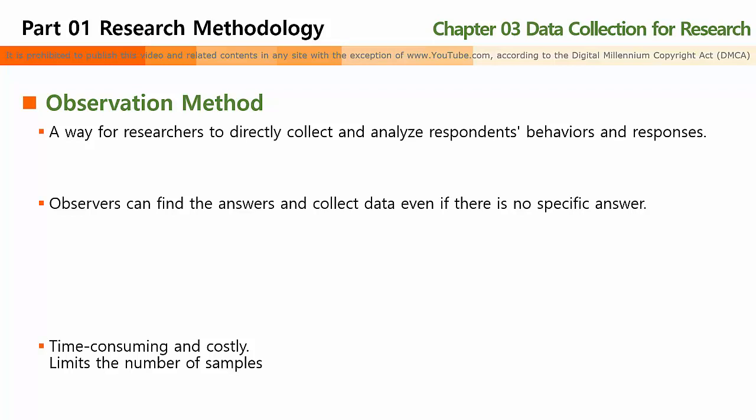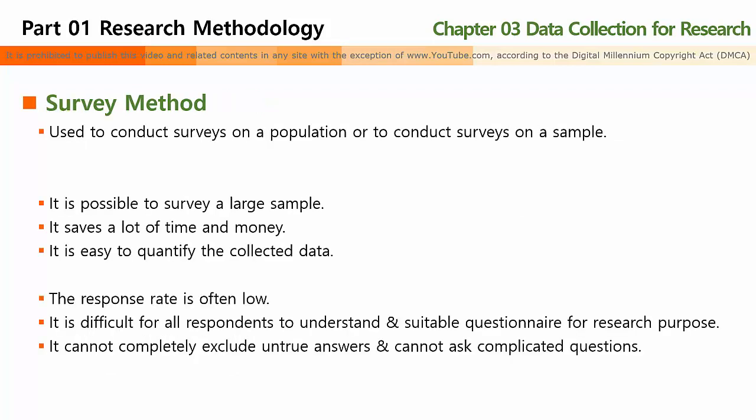This is also referred to as field study because the researcher goes directly to the experiment site and collects the data. Because observers from the field collect data directly, observers can find the answers and collect data even if there is no specific answer. It is especially useful when researching the behavior of animals or measuring the results of certain experiments. Despite this good advantage, the observation method is time-consuming and costly. This limits the number of samples that can be observed.